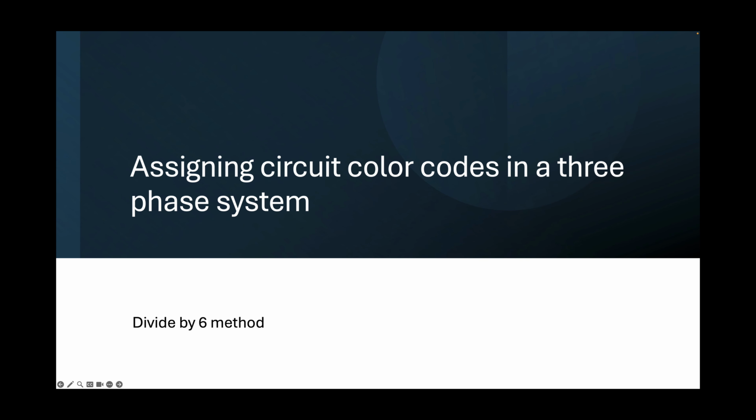This is a tutorial on how to assign color codes in a typical three-phase panel board or load center. We will assume a black, red, blue color code, which is one way to code a 120-208 panel. Brown, orange, yellow is a common color code for 480-277. Remember, these will vary across the country and even job by job because the NEC does not specify.